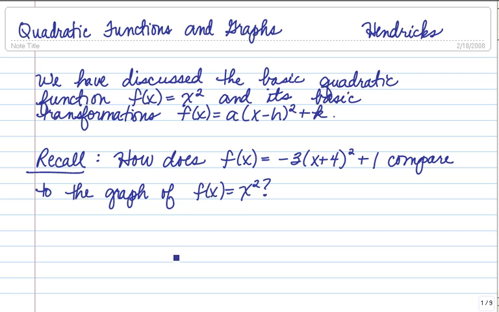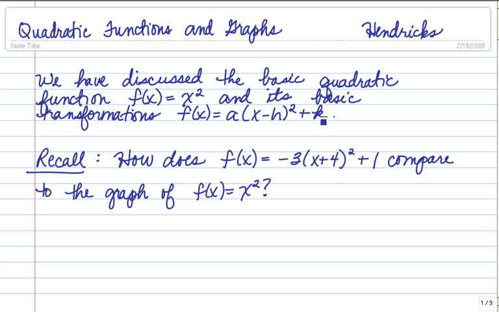Hello, let's take a look at some quadratic functions and graphs. We've talked about these to some extent whenever we looked at basic functions and shiftings and reflections. We're going to continue this concept further and delve into the topic a little bit more. Just as I mentioned, we've discussed a basic quadratic function, f of x equals x squared, and its basic transformations, f of x is equal to a times x minus h squared plus k.